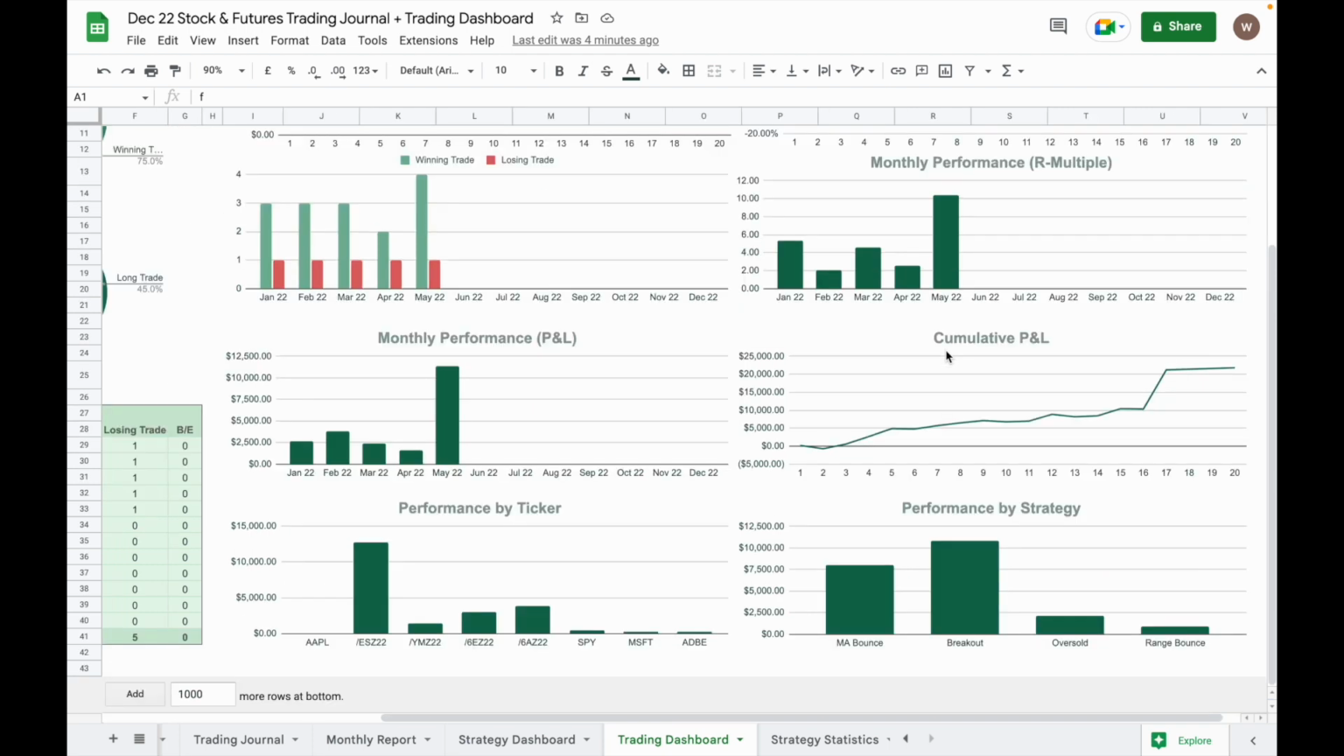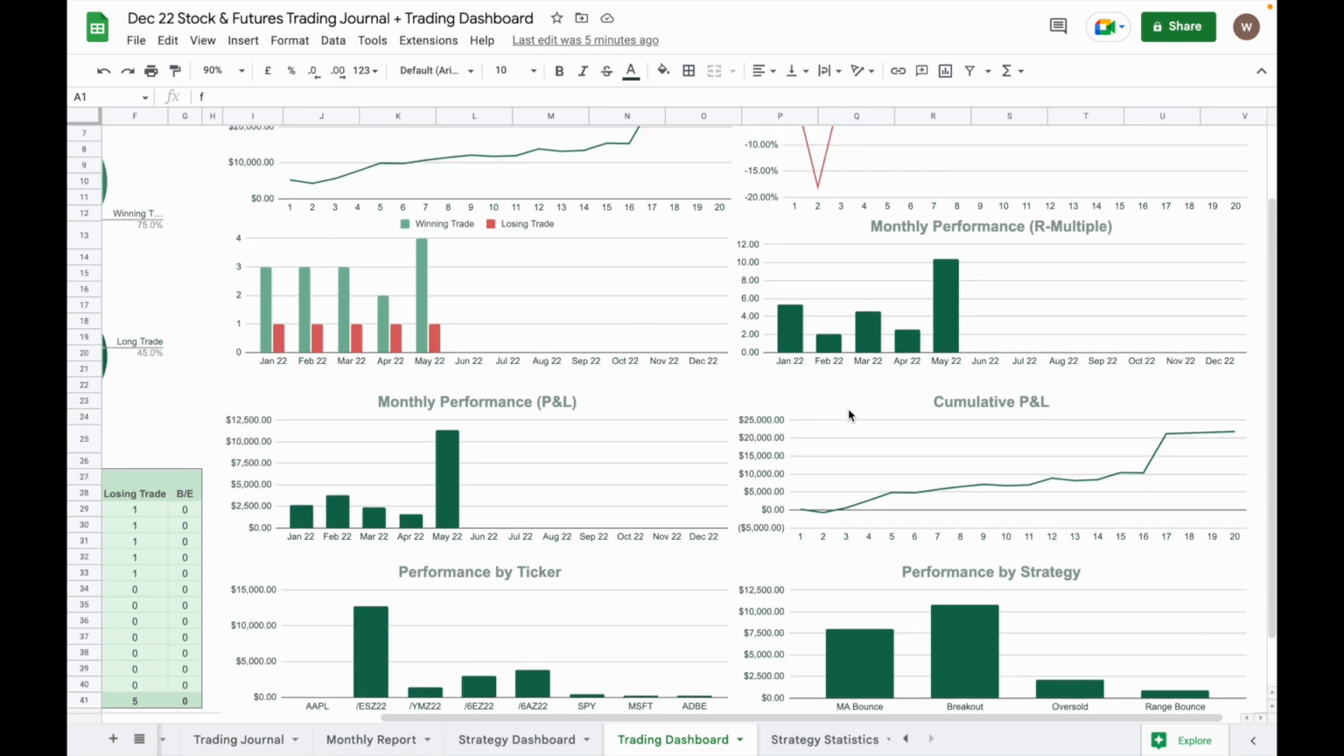You can also have a glance of the overall performance of individual ticker and trading strategy to know how individual ticker and trading strategy have contributed to the overall performance of the account as well as monthly performance in terms of R multiple, profit and loss, and winning and losing trade.